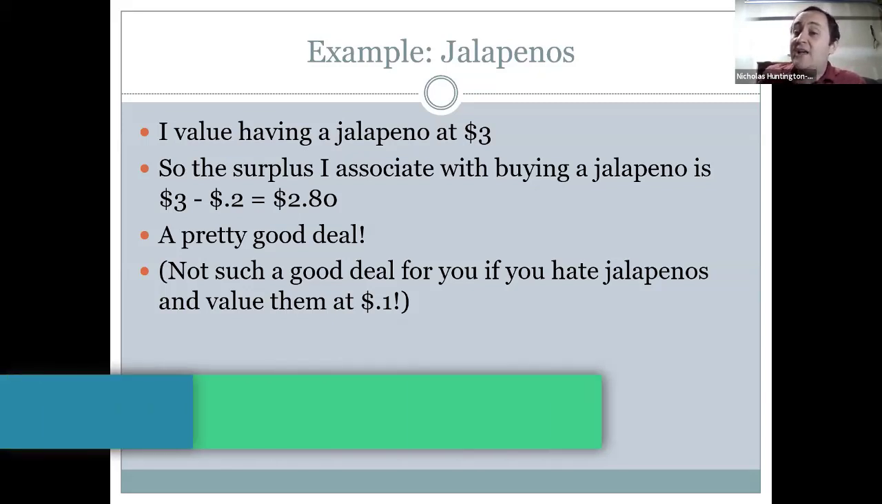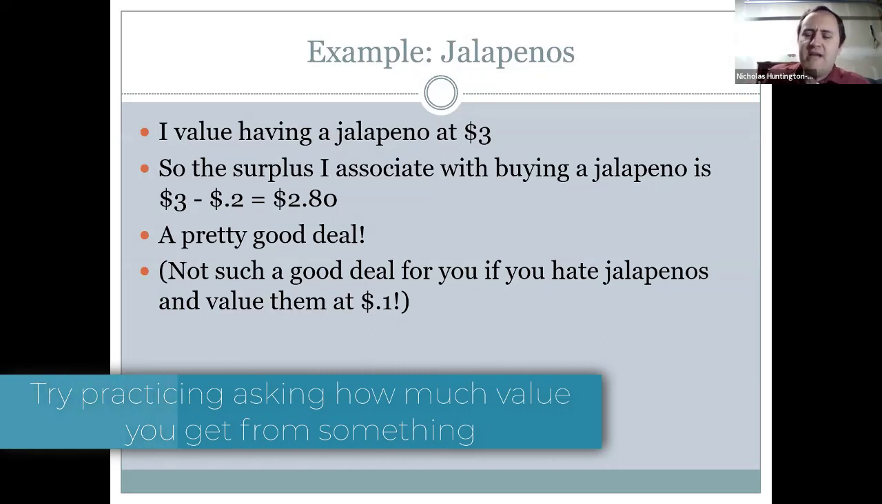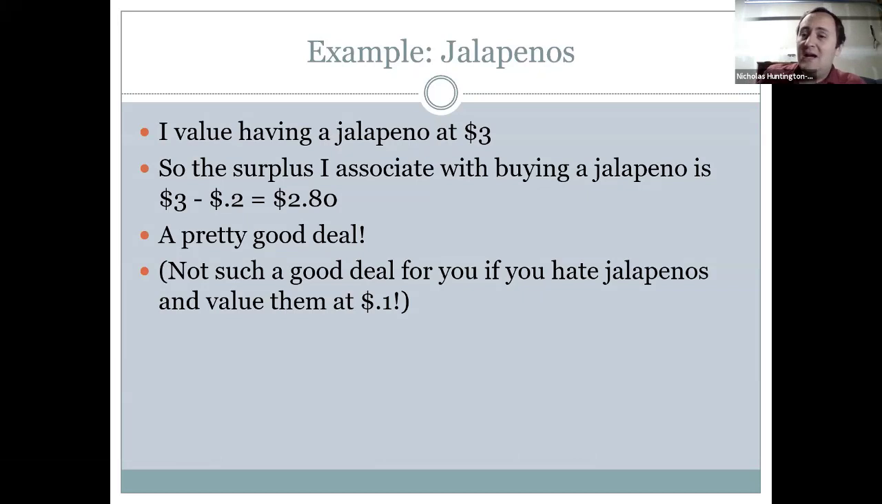So saying that I value a jalapeno at $3 feels kind of strange, to value an experience like that or value a satisfaction. But really all it's saying is that I would be indifferent between getting a jalapeno and getting $3. Those bring the same amount of satisfaction to me. I wouldn't be able to choose, right? They're sort of the same, which tells me how much I value it, right?